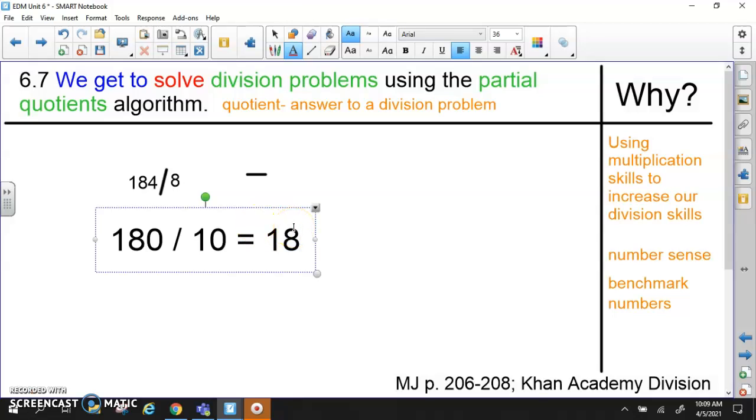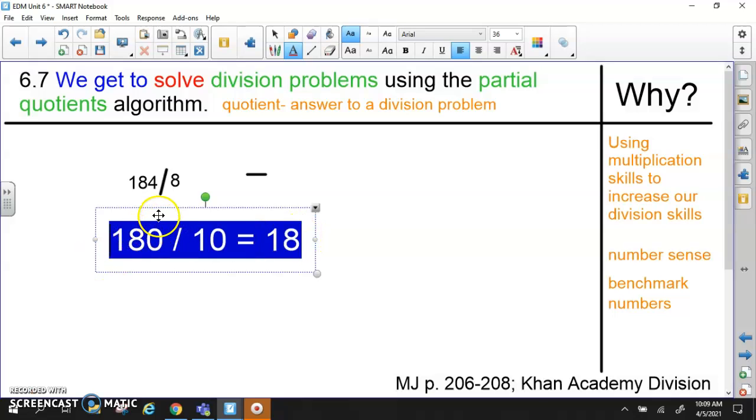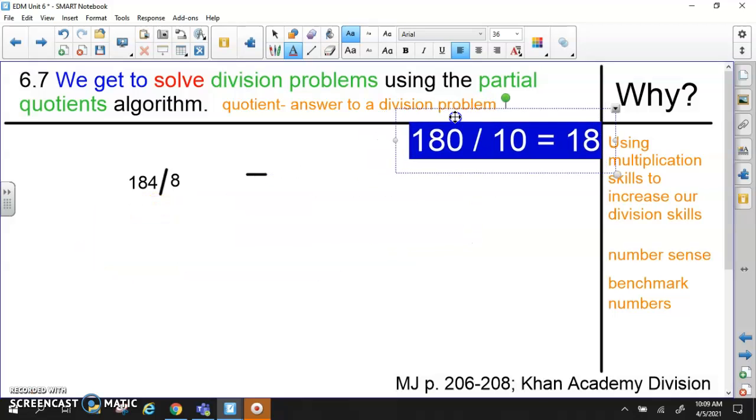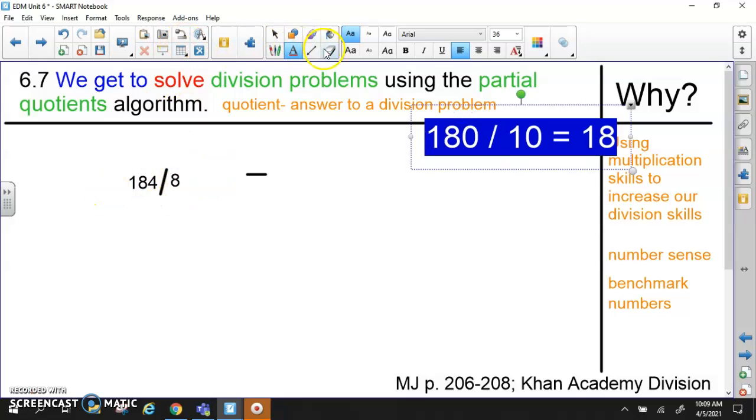I might have also chosen 180 divided by 9 because I know 9 has this relationship to 18. It would have turned out to be 20, which is close as well. So is everybody good with that estimate? All right, let's set this up then.